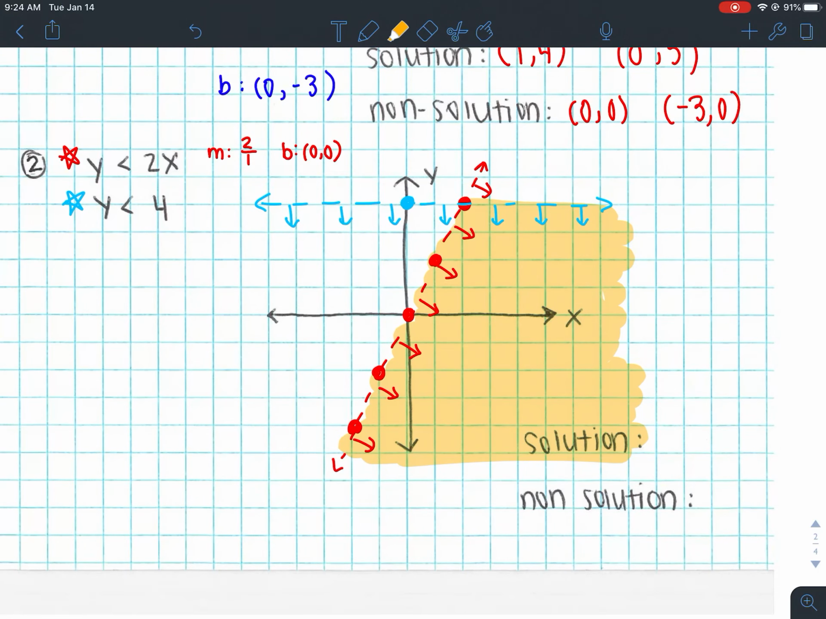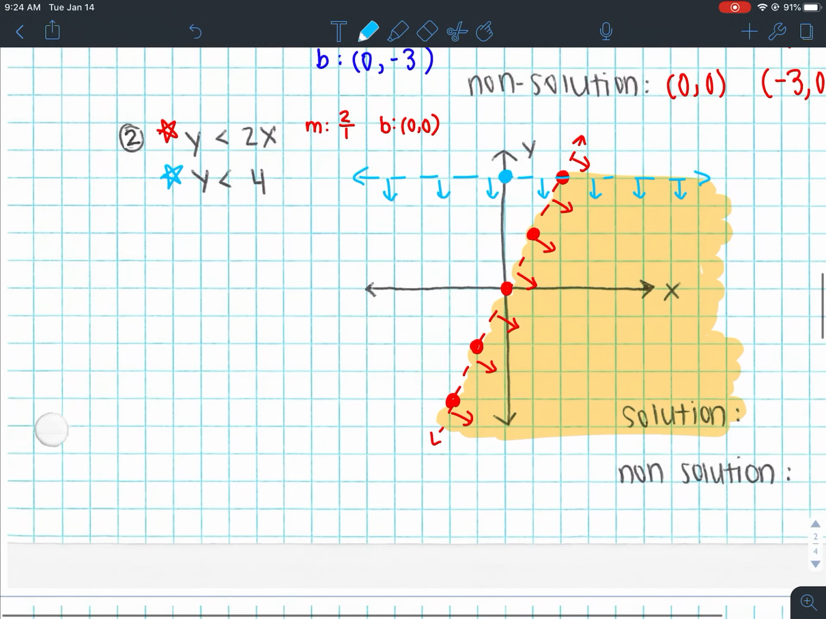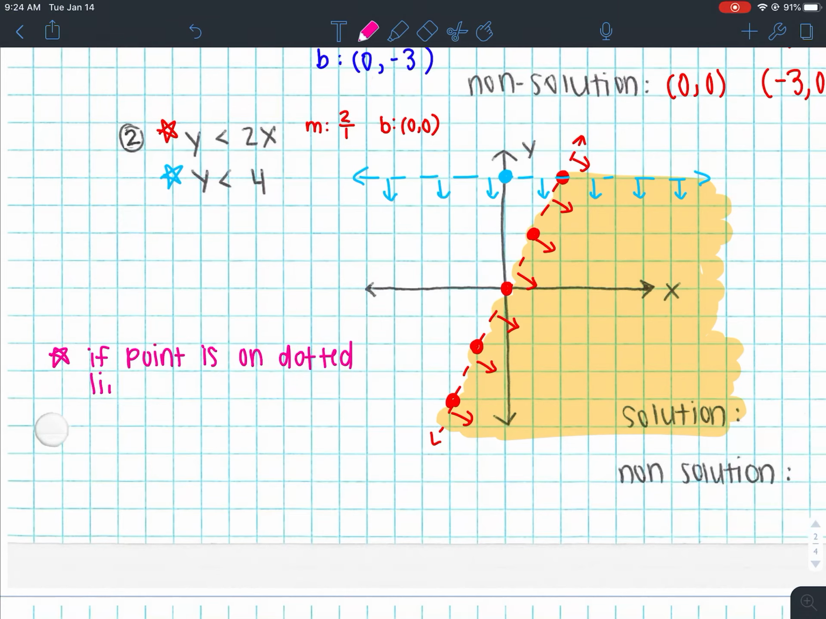Now, let's talk about this. Is the point 0, 0 a solution? I forgot to mention this at the beginning, but we see that 0, 0 is on the line. So you're like, well, maybe it's a solution. But if it's on a dotted line, it's not a solution. So if you want to write that, if the point is on a dotted line, it's not a solution because it's not included, right? It's not equal to there.